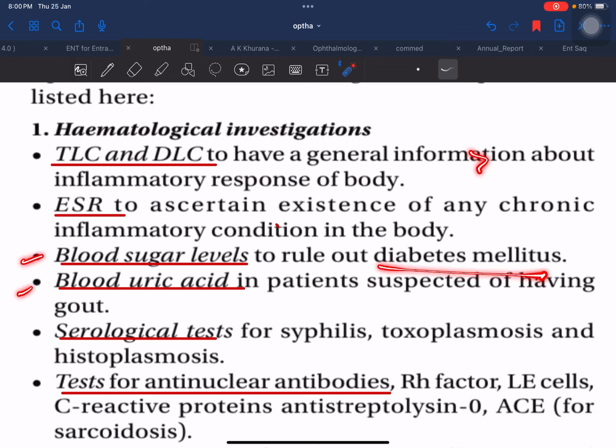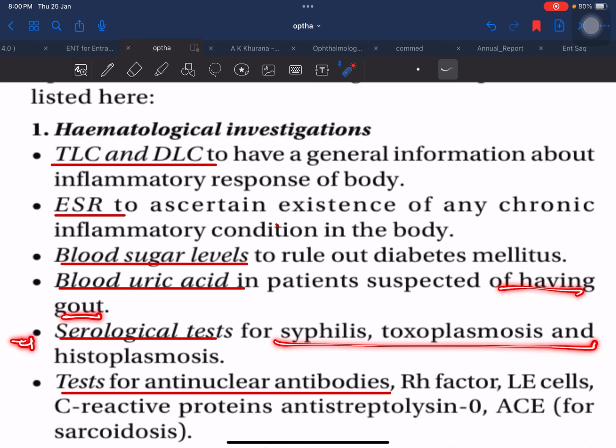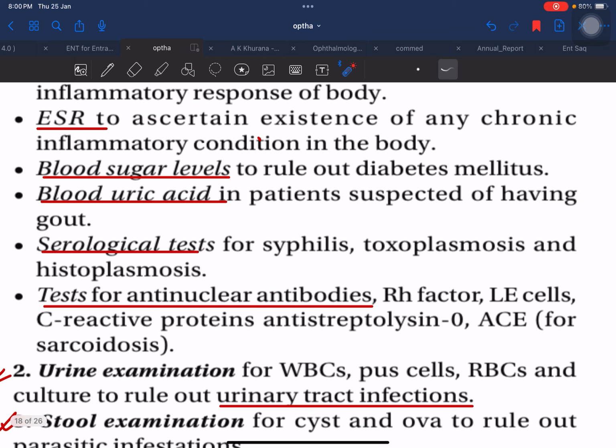Similarly, blood uric acid in patients suspected of having gout. Serological tests can be done for syphilis, toxoplasmosis, and histoplasmosis. Similarly, tests for anti-nuclear antibody, RA factor, LE cells, C-reactive protein, anti-streptolysin O, and ACE for sarcoidosis.